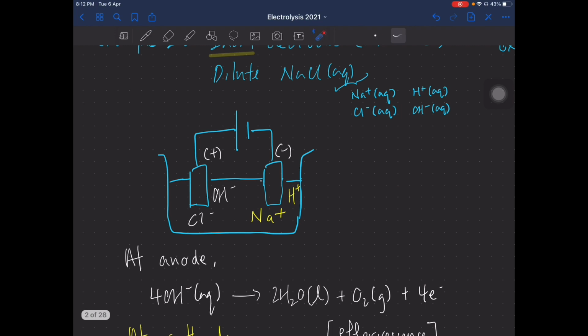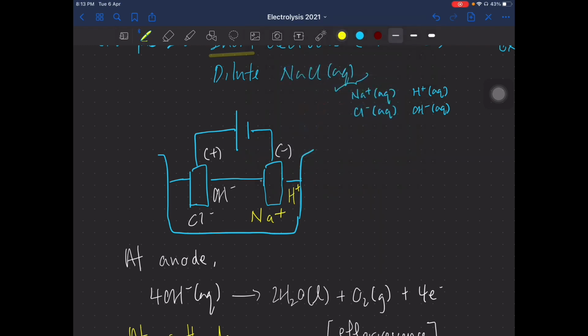Now in this setup, it will mean that ions are going to move, and when ions move, they move based on the charge of the electrode. So you see your sodium and H+ coming towards the negative electrode, and you see your chloride and hydroxide going towards the positive electrode. At the cathode, which is over here, what happens is that between Na+ and H+, there is actually a choice of which one should go through the process.